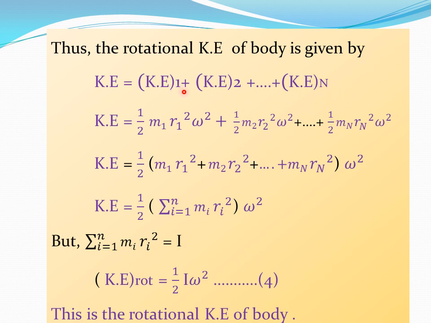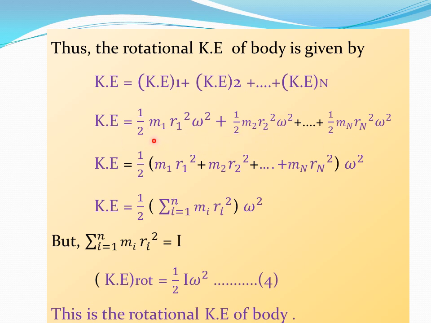So what is the equation of kinetic energy of the first particle? Kinetic energy of the first particle equals 1/2 m1 r1 square omega square. So this is the value of the first kinetic energy, we put here. So 1/2 m1 r1 square omega square, plus sign is as it is. Kinetic energy of the second particle's equation is 1/2 m2 r2 square omega square, plus sign is as it is. Kinetic energy of the nth particle is 1/2 m_n r_n square omega square. So these are the equations of kinetic energy.